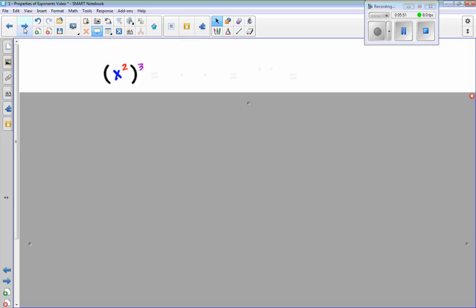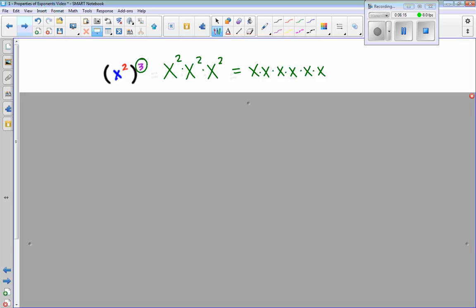All right, this one's getting a little bit more tricky. We have x squared to the power of 3. Now we know to the power of 3 just means multiply times itself 3 times. So this is like writing x squared times x squared times x squared, which is the same as x times x times x times x times x times x. And we see we have 1, 2, 3, 4, 5, 6 x's, which gives us x to the 6th. Now again, being clever, we see that all we did there was we multiplied the exponents.